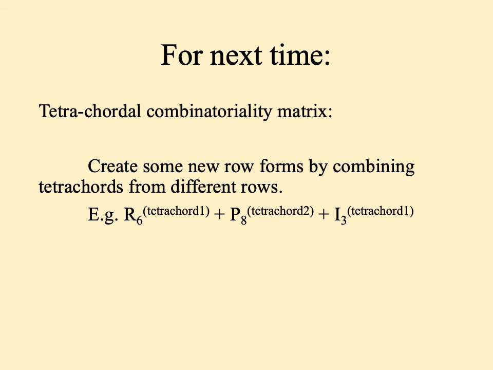So, like I say, that's on Moodle and on Google Classroom. So look through that matrix and see if you can create a few new row forms. A few meaning like 3 or 4, and make them things that happen from tetrachordal combinatoriality. You might find there's trichordal or hexachordal possibilities as well, but I'm interested in tetrachordal.